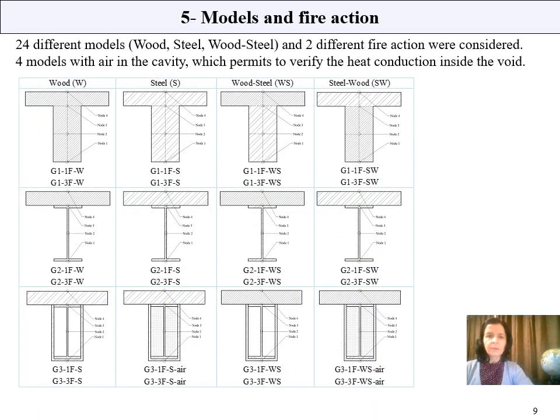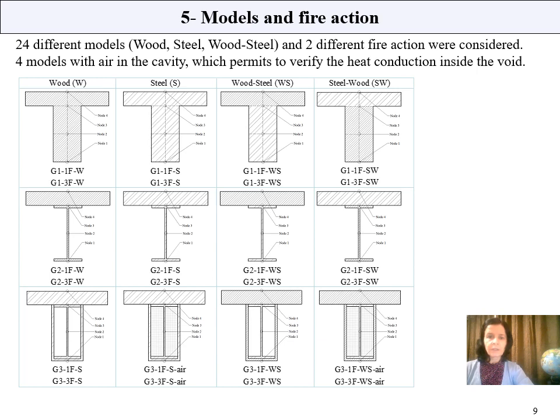Now about models and fire action. We studied 24 different models due to the combination between the materials and the different fire actions, and 4 more models with the air internal divide cavities of the elements. In this table, we can see all different geometries.